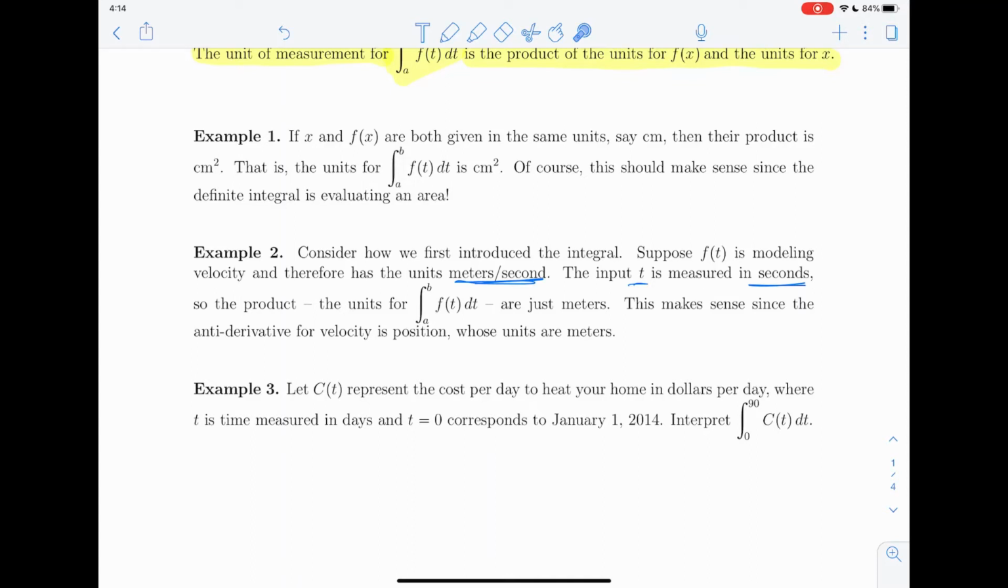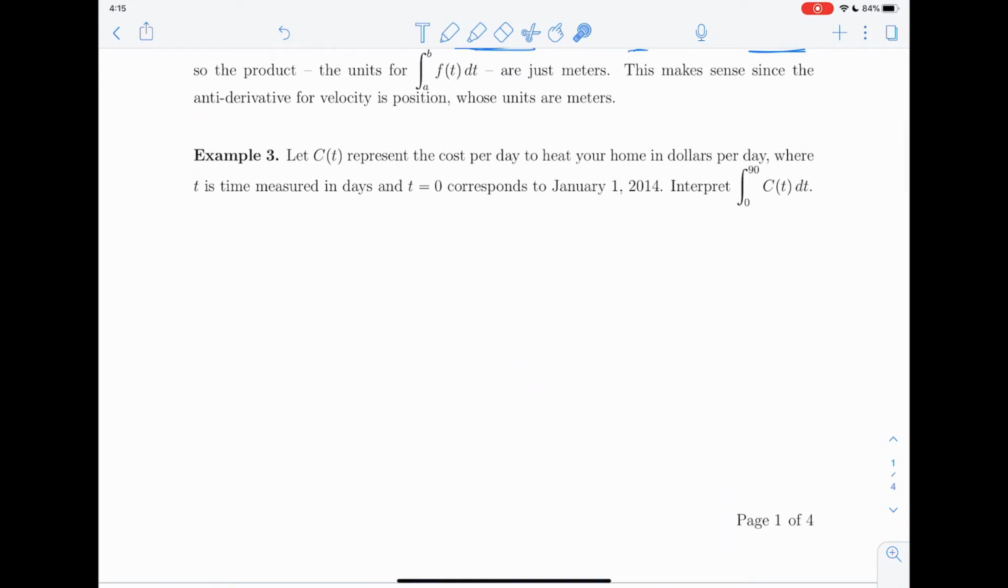But things can again get more interesting, all dependent on what this function inside of the integral is actually trying to model. For example, here, c of t can be a function that represents the cost per day to heat your home, where that cost is being given as a rate, and that rate is dollars per day. Of course, t here is time, and that's going to be measured in days. t equals 0 corresponds to the beginning of the year in 2014, and so the definite integral, for example, from 0 to 90 of c of t might be something of interest.